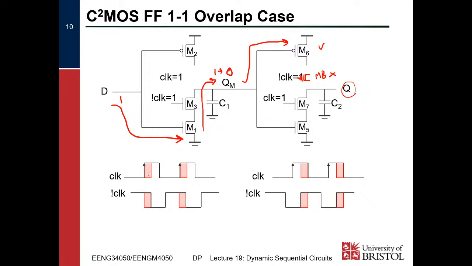Only unfortunate thing is that this is happening during the hold time, where M8 is off. When our clock goes low again, M8 will turn back on, right? So if we manage to disturb QM, then we'll see that when our clock goes low, that disturbed value of QM will then be able to propagate through to Q.